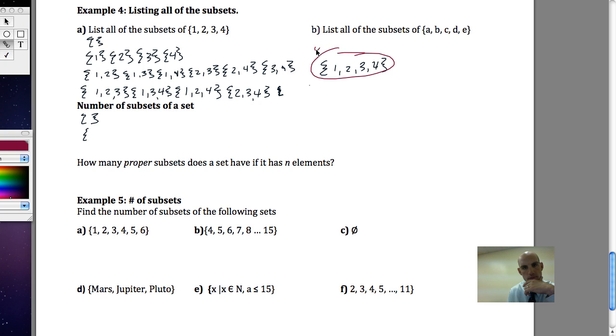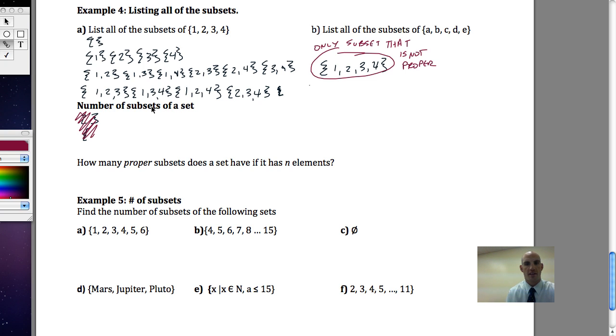Interesting to note, this is the only subset that is not proper. So all the rest of them are proper. Let's look at how many we've got. 1, 2, 3, 4, 5, 6, 7, 8, 9, 10, 11, 12, 13, 14, 15, 16.